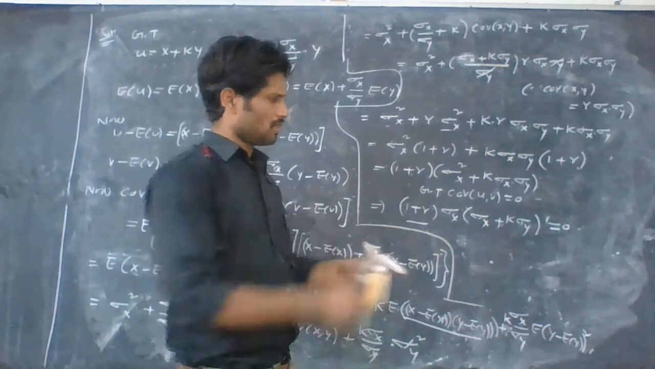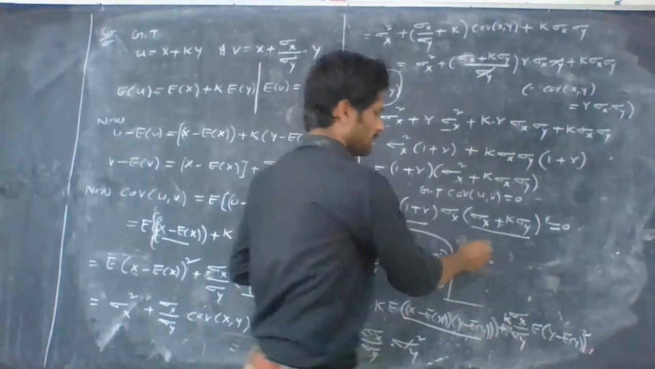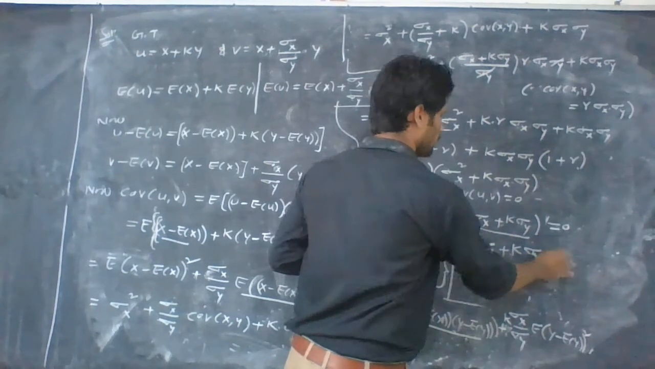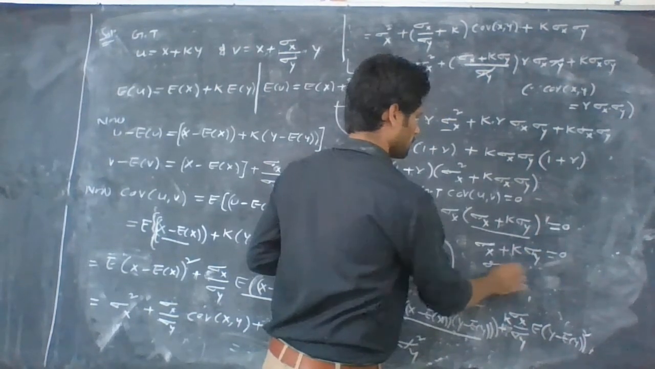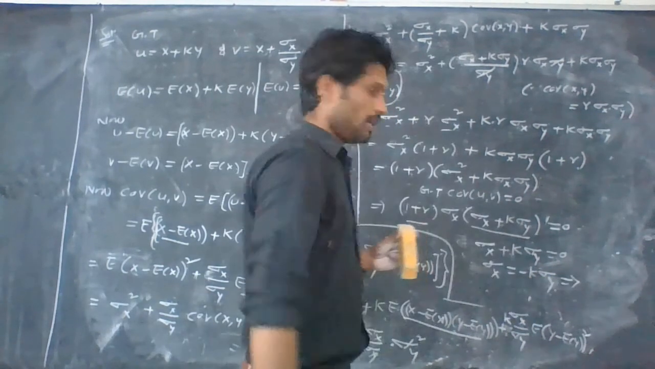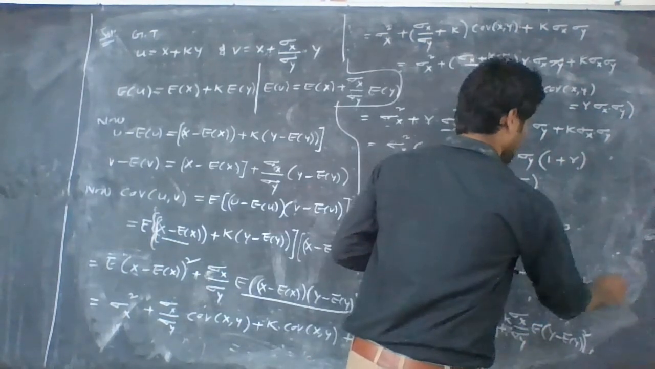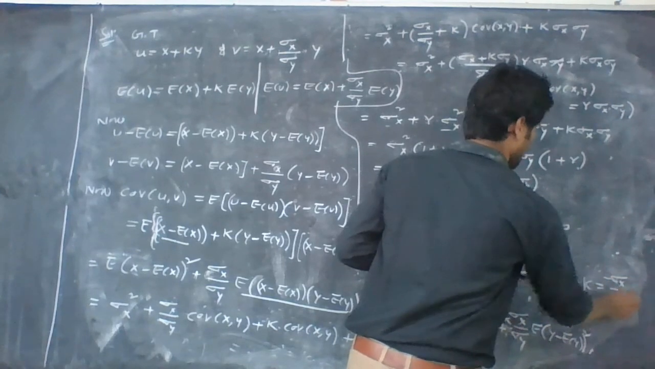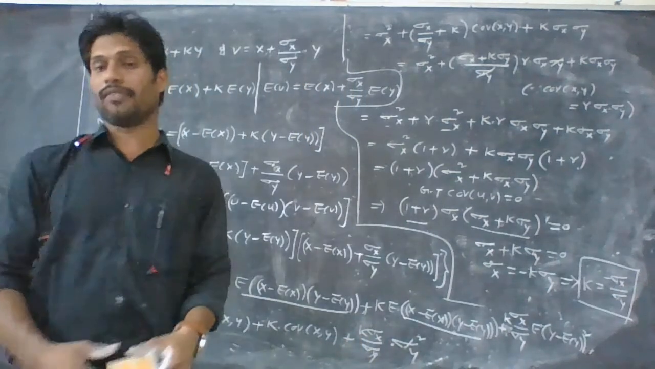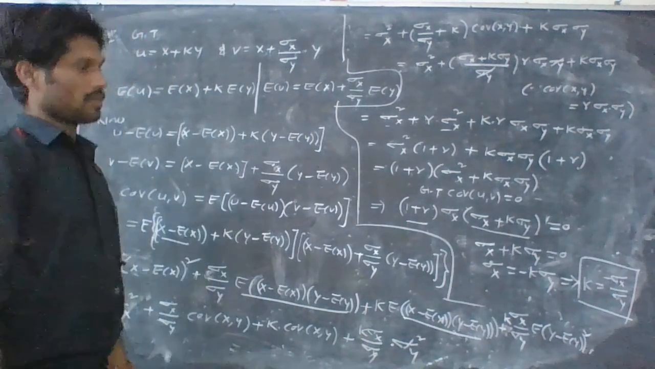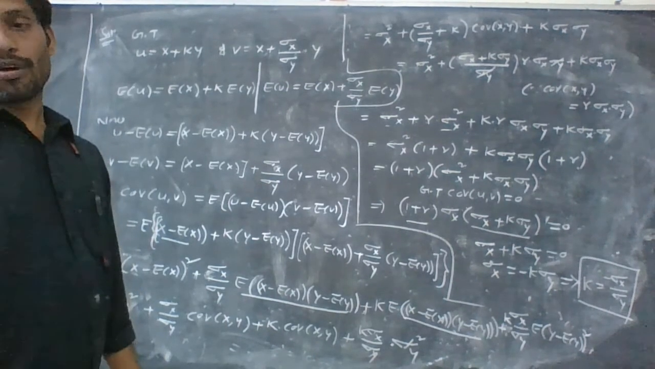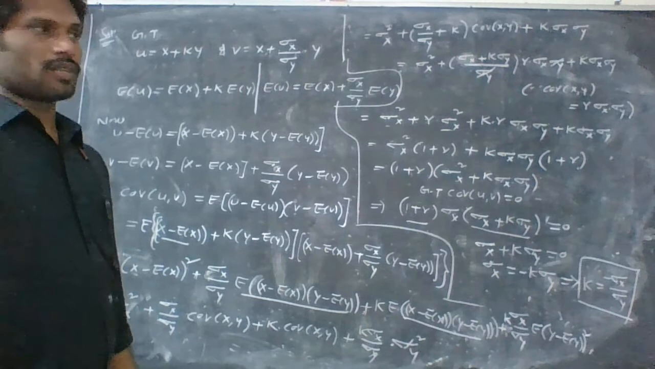So we must have sigma x plus k sigma y equal to 0. That means sigma x equals minus k sigma y, which implies k is equal to minus sigma x by sigma y. So this is the proof of the given statement. This is a most important theorem or problem on correlation coefficient.